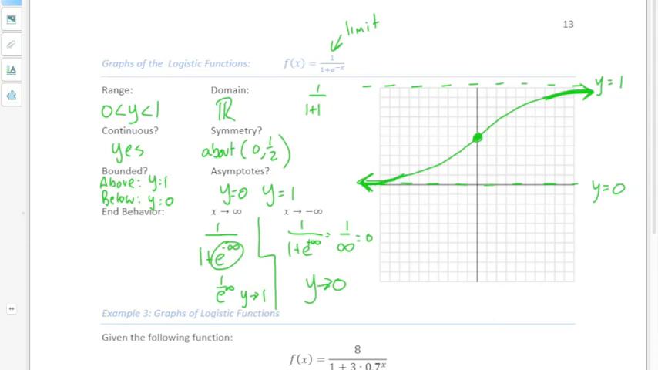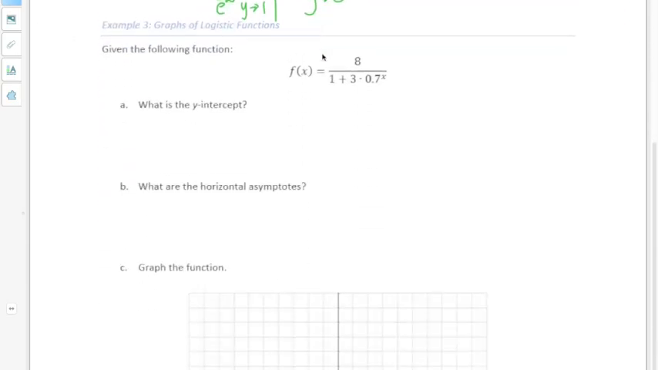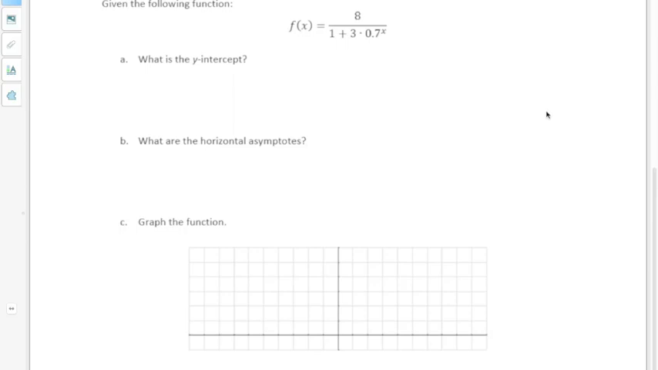So I'll do an example graph of this, just so that we can see what process we follow. Basically, we find the y-intercept, so I'm going to let x equal 0, so I'll have 8 over 1 plus 3 times 0.7 to the 0 power. This part right here is just going to equal 1. Anything to the 0 power is 1. So I have 8 over 1 plus 3, 8 over 4, or 2.